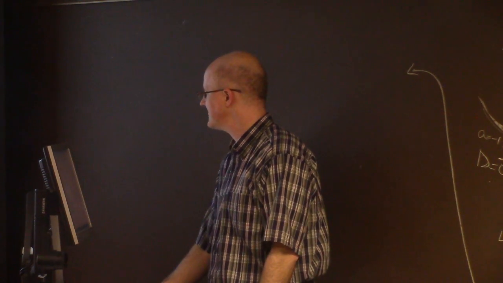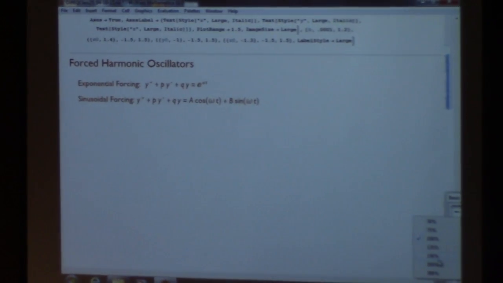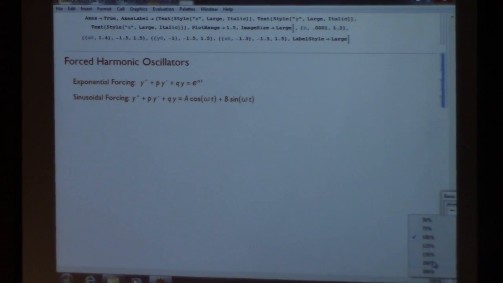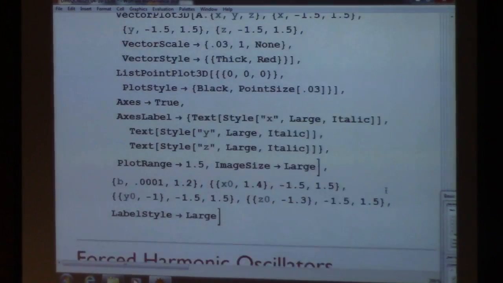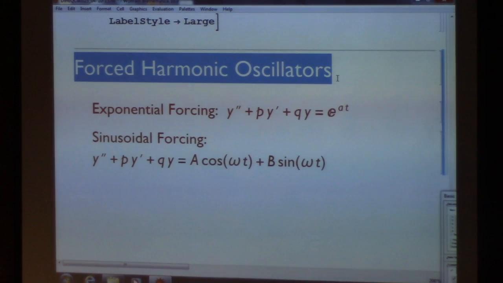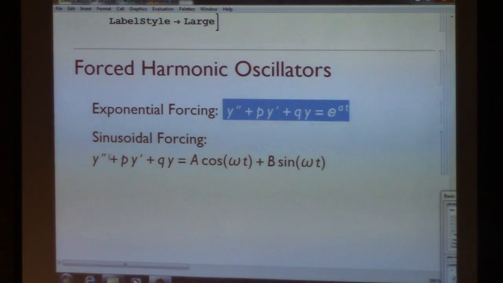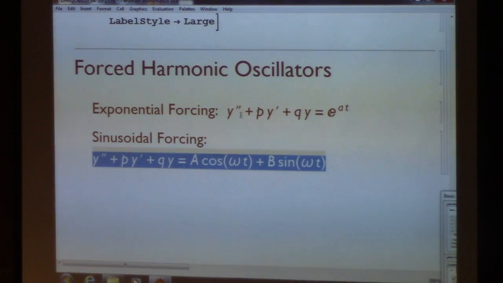All right, last 5 minutes, I want to get started on chapter 4. That's what your completion assignment is going to include, for the most part. Forced harmonic oscillators. We're going to consider two main examples, exponential forcing and sinusoidal forcing.